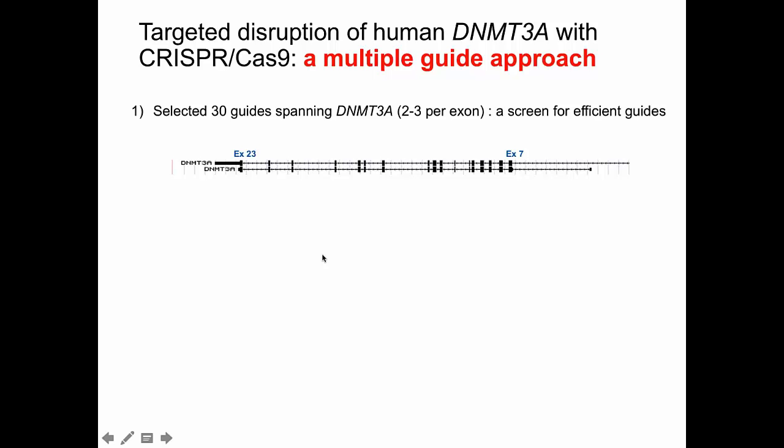I'm going to switch over to DNMT3A, and this is a little different because instead of targeting CD45, where we tried multiple guides and were getting really efficient knockout with each of our guides, with DNMT3A we really took a brute force approach and designed 30 guides spanning all the conserved exons. And I say conserved, there are 2 major isoforms of DNMT3A, and so here we were targeting exons that were conserved across both the short and the long isoform.